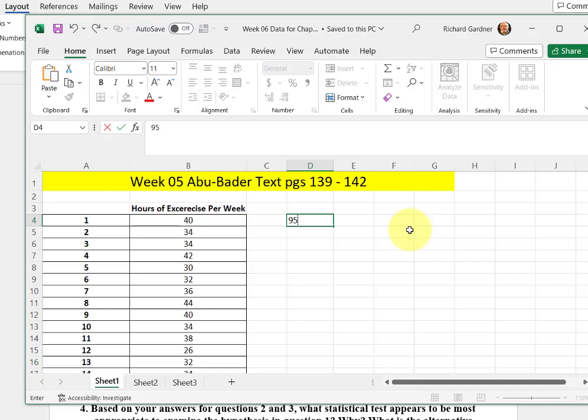95% CI, and this is going to be a 99% CI. CI stands for confidence interval.